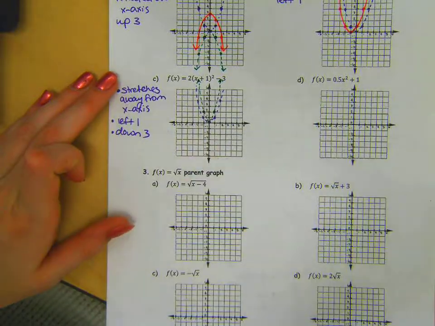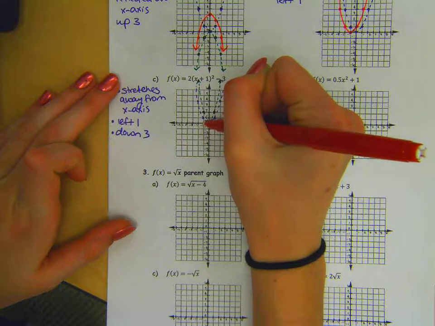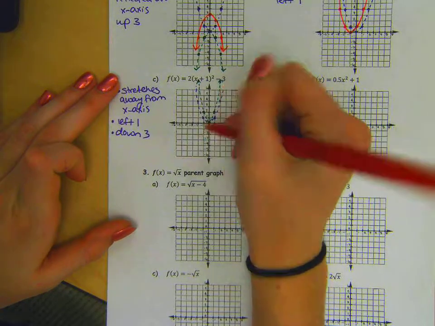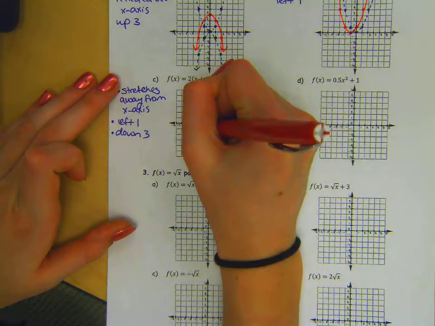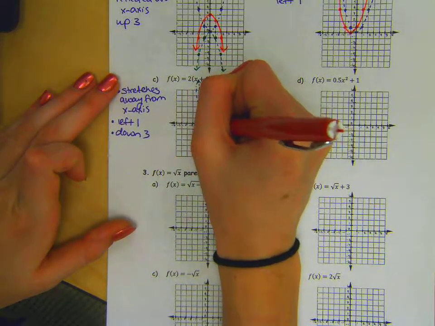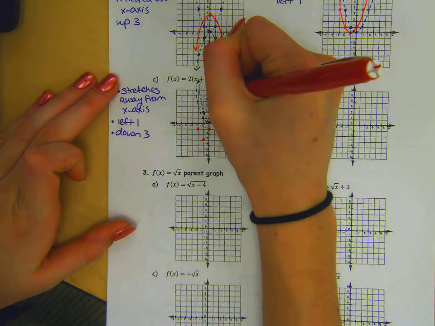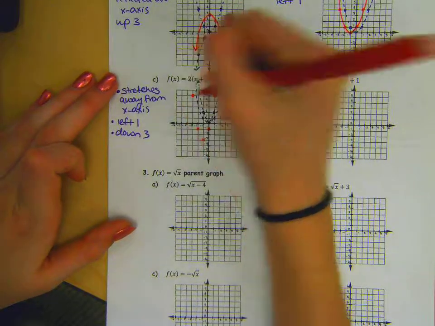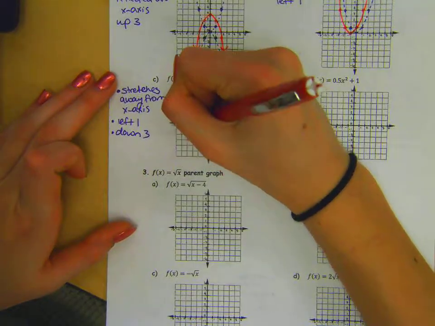So now I'm going to do my translations all in one step. I'm going to take each of these points, move it to the left 1, and then down 3. So from here, move over 1, 1, 2, 3. Do the same for each remaining point. And then this is my final answer here.